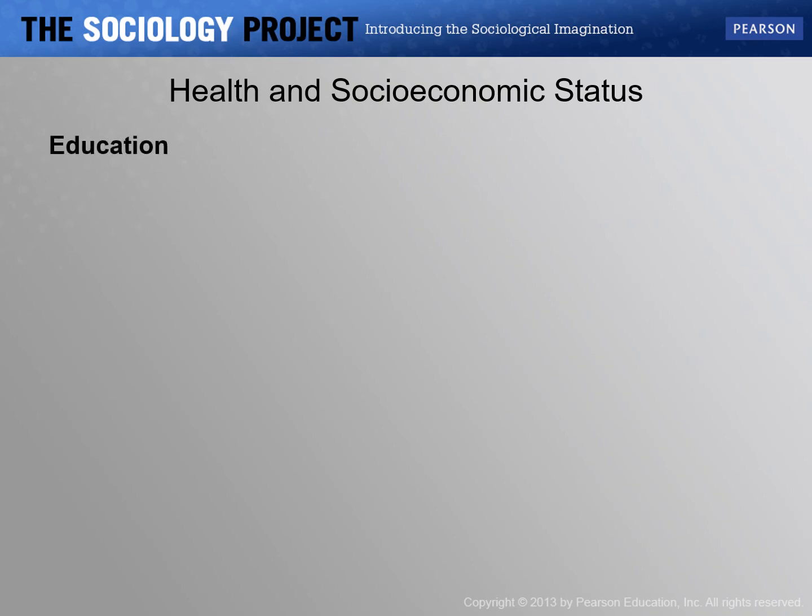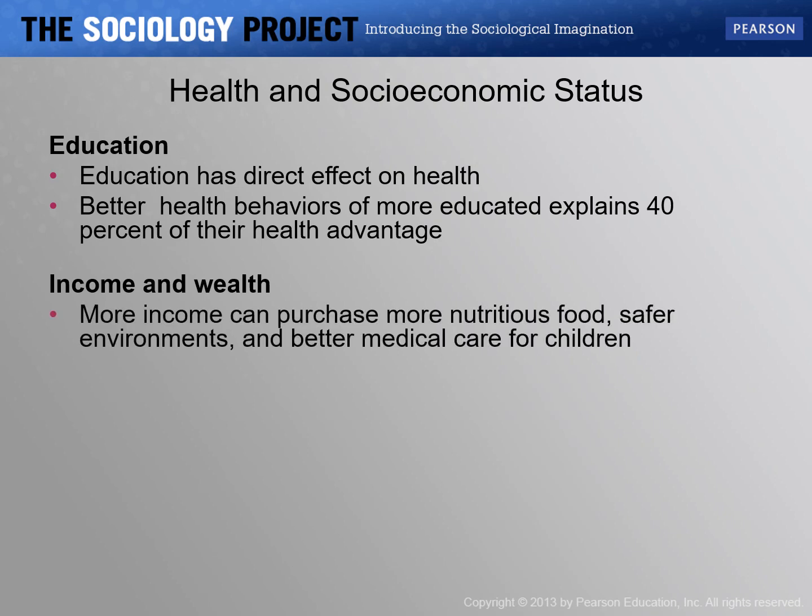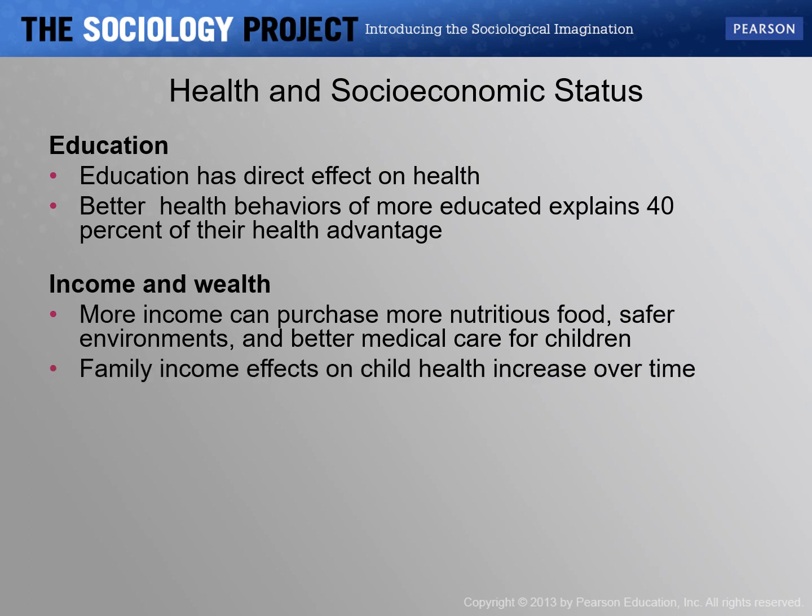Health and socioeconomic status are important. Education has a direct effect on health care. Better health behaviors of more educated people explain 40% of their health advantage. Just knowing how to take care of yourself. Income and wealth also mean the person can purchase better food, safer environments, and better medical care for children. The family's income effect on the child's health increases over time from childhood to adulthood. And of course, the effects are largest for the poorest. So the poorer you are, the less access to healthcare you have.